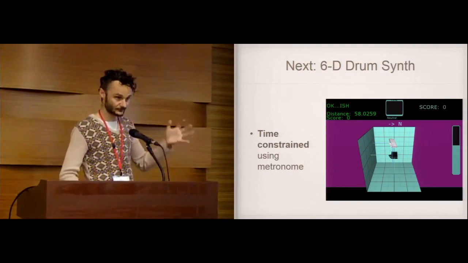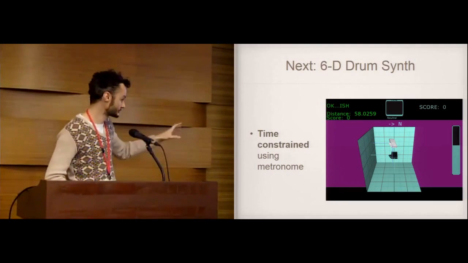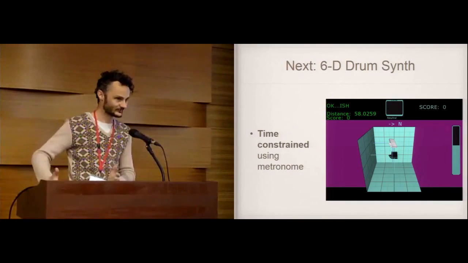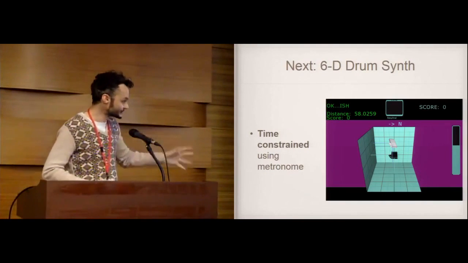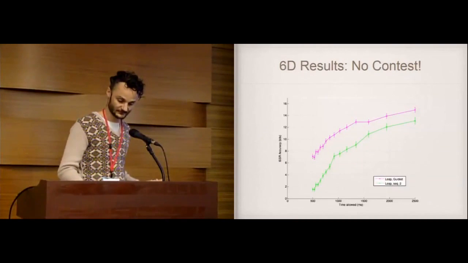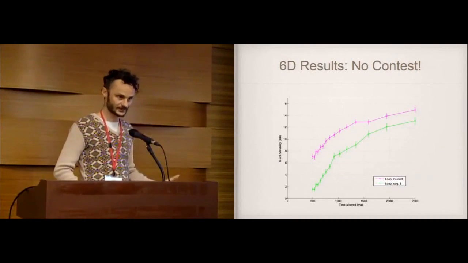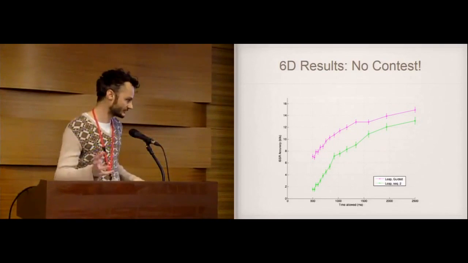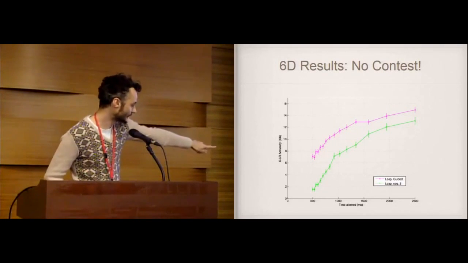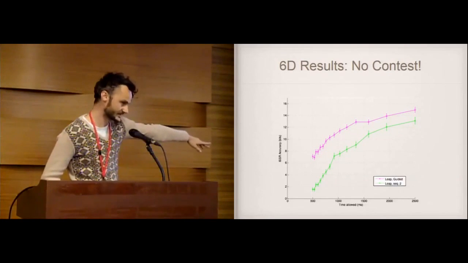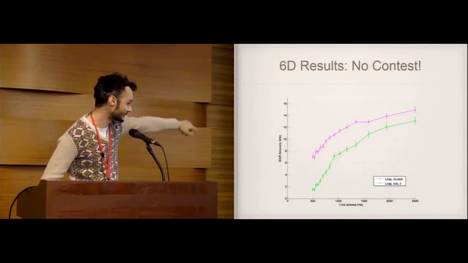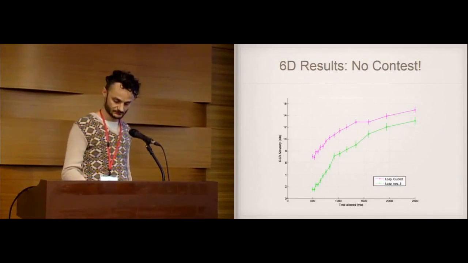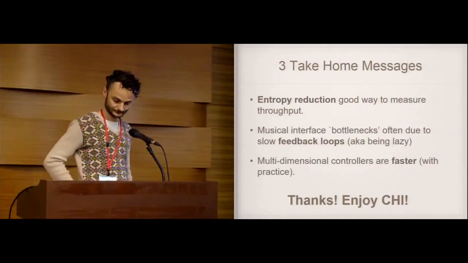So the next test I've just done recently is a 6-dimensional thing where you have to match the position and the rotation and compare with 6 sliders. And this is time constrained, so you have to do this really fast. And spoiler alert, there's absolutely no contest. The multi-dimensional control is way, way faster. So at 500 milliseconds, you can achieve nearly 2 bits with sliders, and you can achieve nearly 8 bits with the leap motion. So it's a big difference.